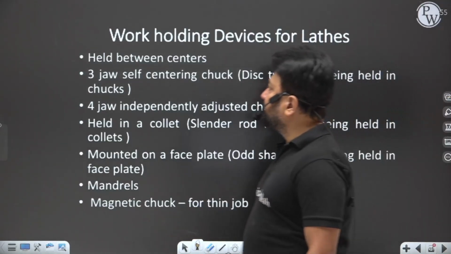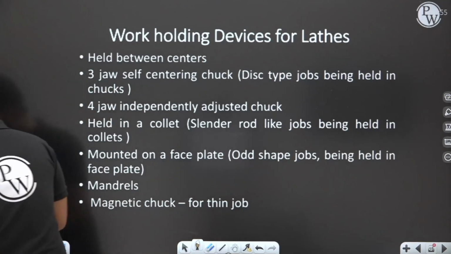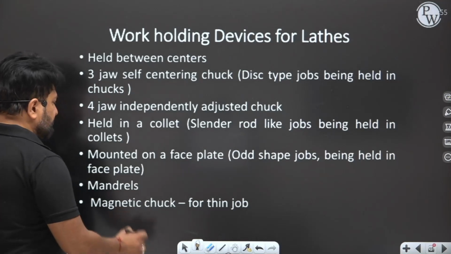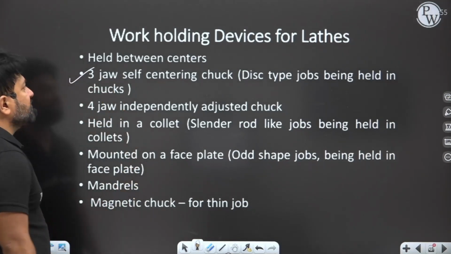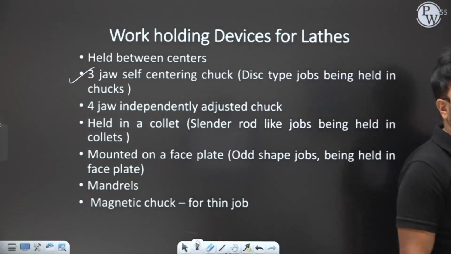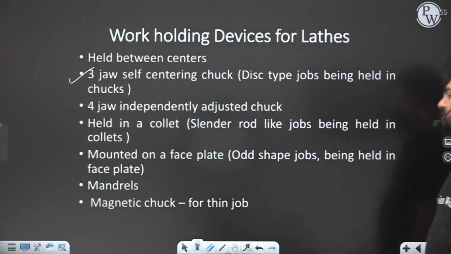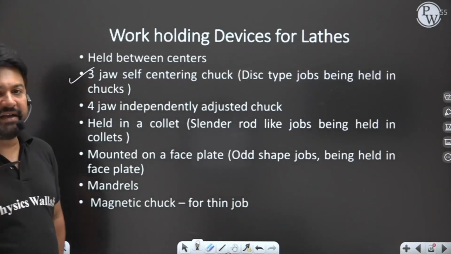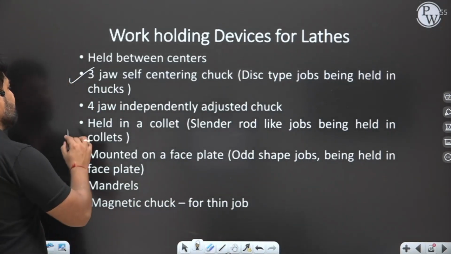My dear, the work holding device is basically how the work is going to be held in the lathe. There will be a 3-jaw chuck, basically a self-centering chuck. Here, disc type workpieces, disc type jobs, are held in the chuck.